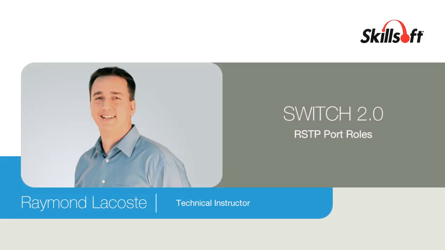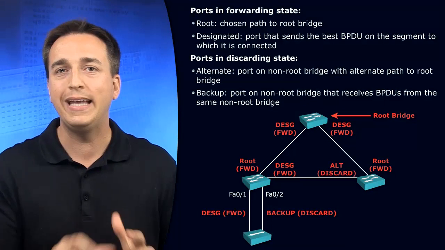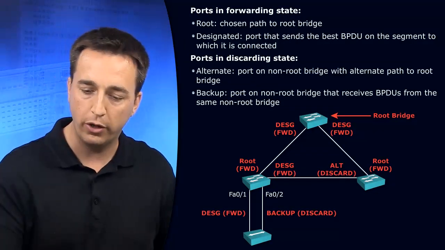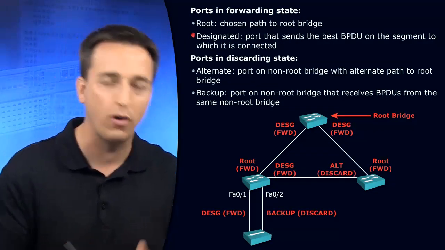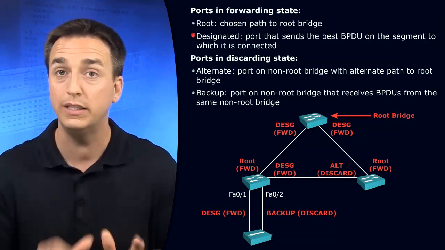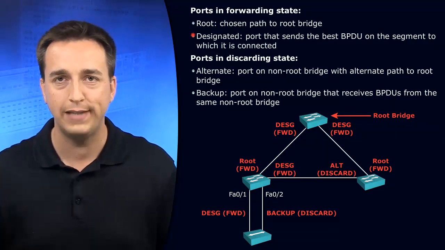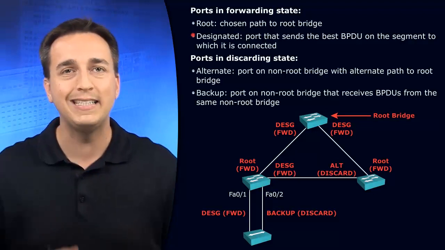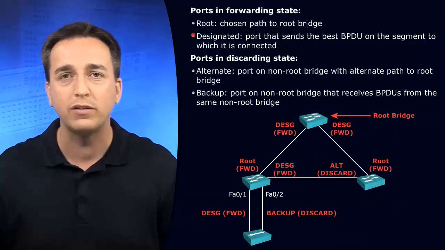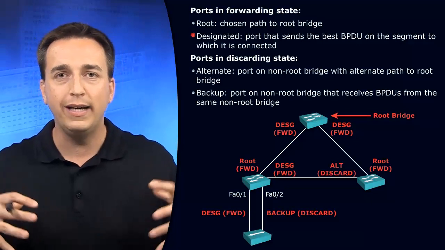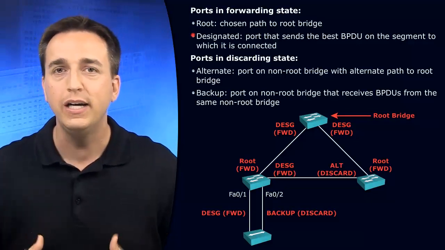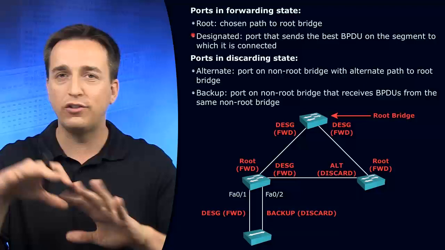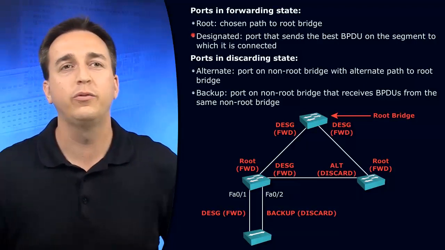Let's examine the different types of ports that we can have with rapid spanning tree protocol. Just like spanning tree protocol, we have our root ports and our designated ports. These are the ports in the forwarding state, so they're going to be responsible for receiving frames and sending frames. They're going to learn MAC addresses. They're part of the active spanning tree topology, making sure that traffic flows through that network.